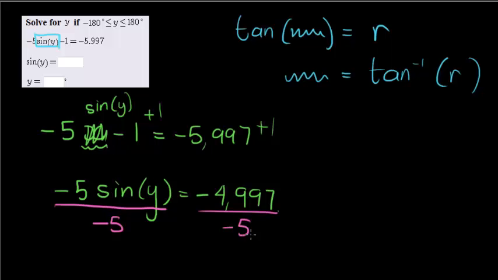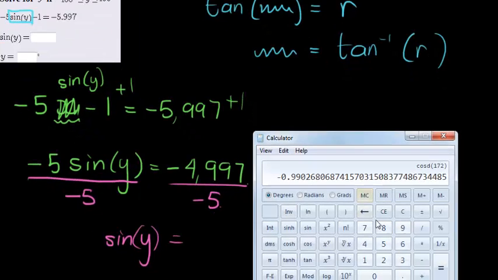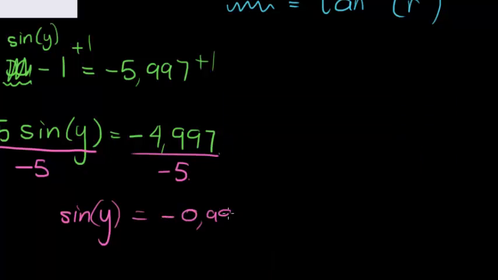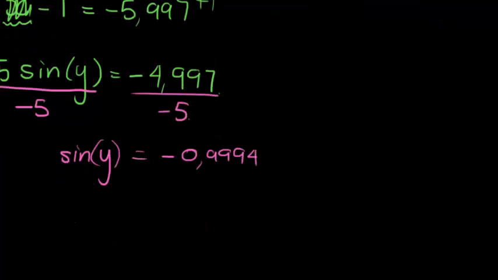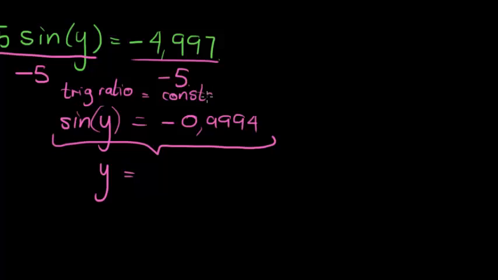On both sides, dividing by a negative 5 tells me that sine of y is equal to negative 4.997 divided by 5, which equals negative 0.9994. With that in mind we get sine y equal to a constant. This is what we wanted: our trig ratio equal to a constant. That is what we want, solving an unknown that's inside a trig ratio, and that's not so difficult.